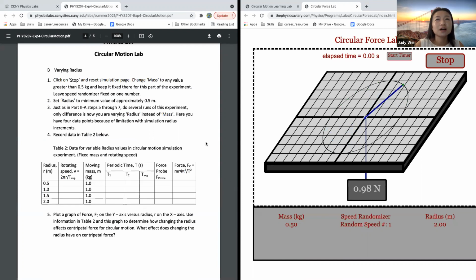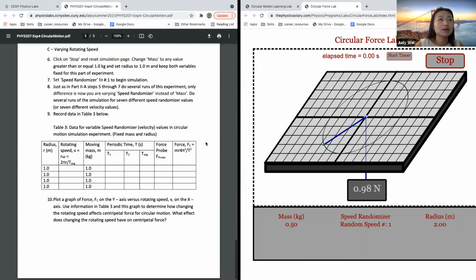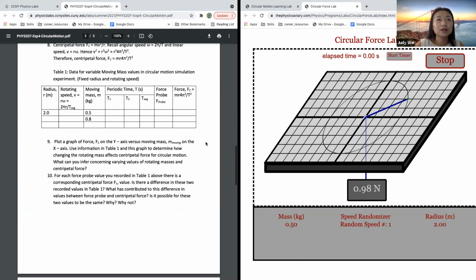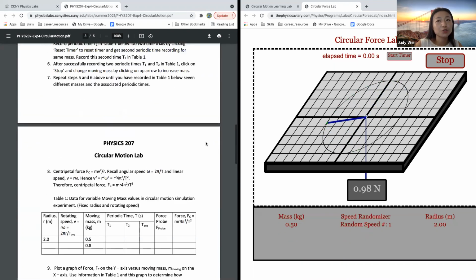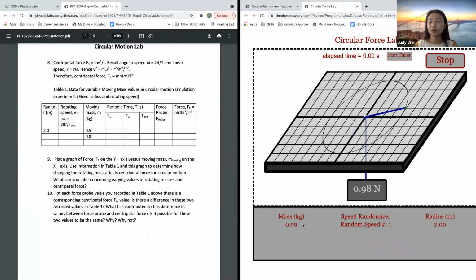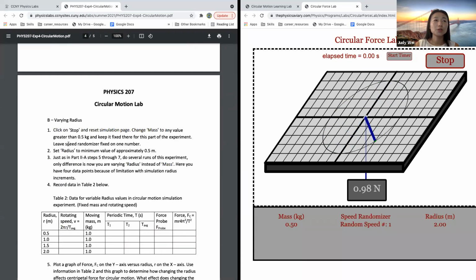So for this lab, here we have 3 subsets in part 2. Remember, we have 3 variables. First we do the mass variable and keep the other 2 constant. And then the second one, we do the radius variable. So what we do is keep the mass at 0.5 kilogram and the radius at 0.5 meter. This is the smallest radius.